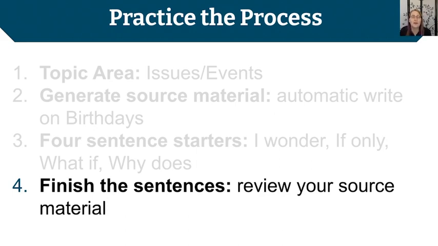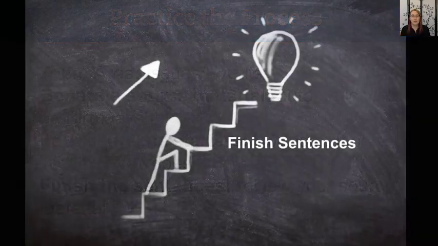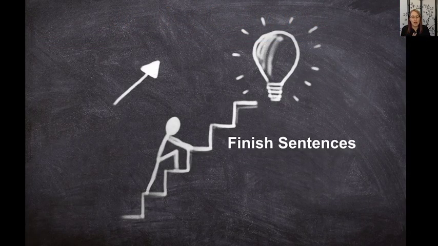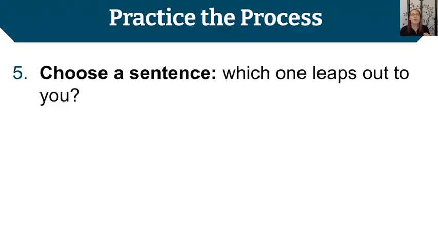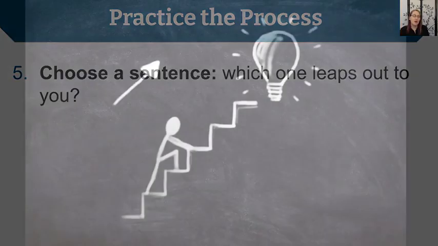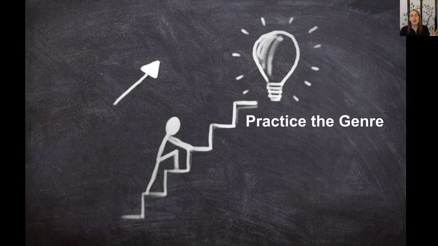Okay, you have finished the sentences. Now you're going to choose one. Okay, you're going to choose the one that leaps out to you. Which one could you write more on? Okay, and then you are going to practice the genre. Write a monologue using that chosen sentence as your first line.